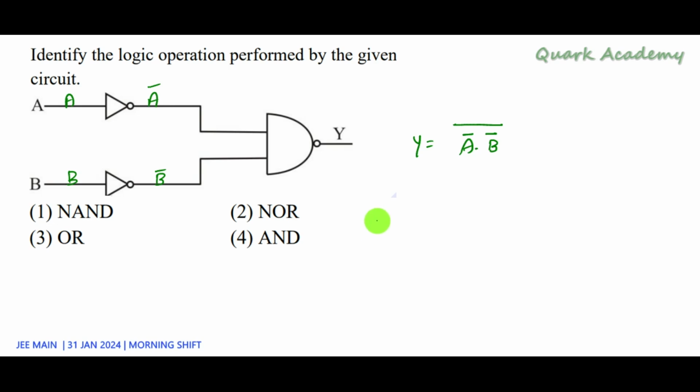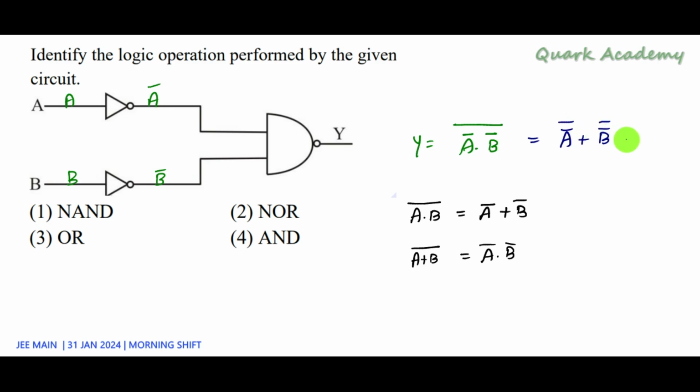And there is De Morgan's theorem. There are two theorems. One is A and B whole bar can be written as A bar or B bar, and A or B whole bar can be written as A bar and B bar. So we will use the first one. It will become A double bar or B double bar. A double bar is A and B double bar is B. So the output we are getting is A or B, which means it is performing OR operation.